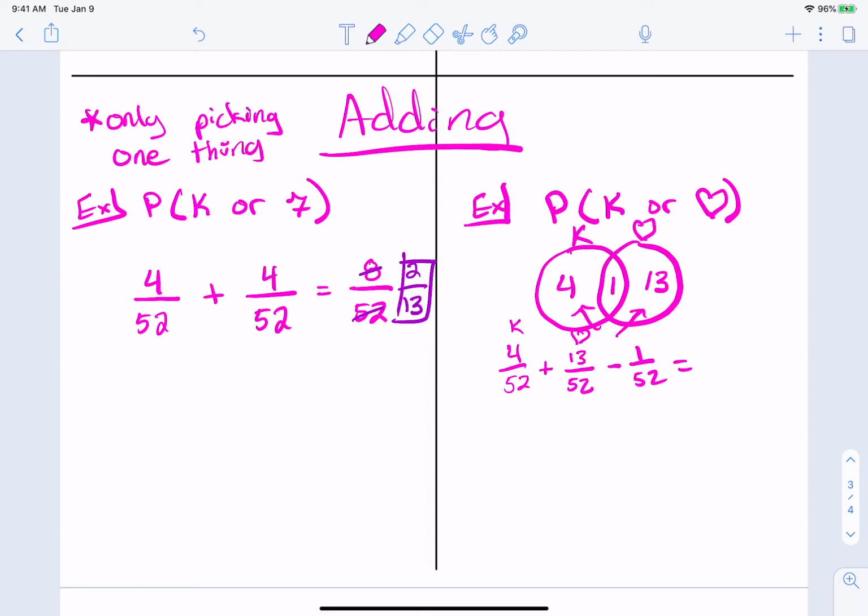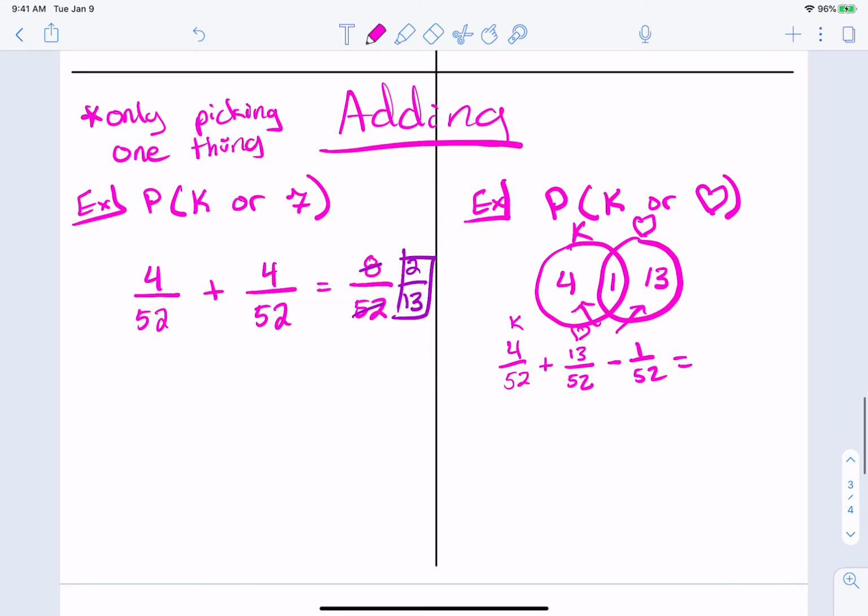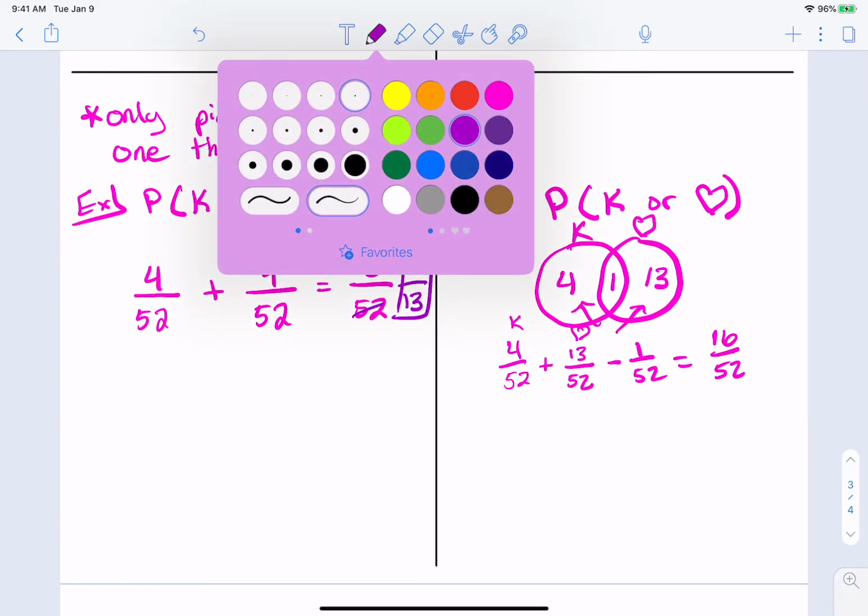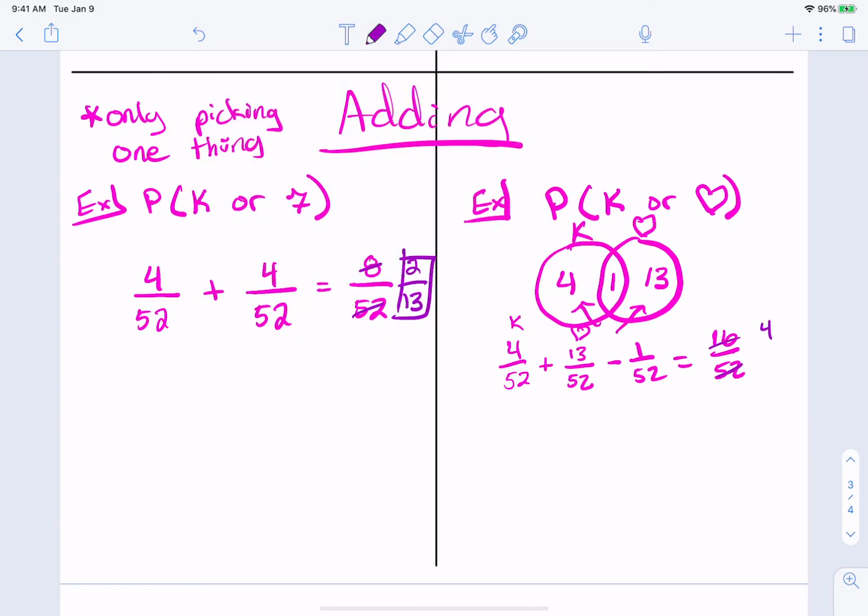Okay, we've kind of done this before, I think. Maybe. Okay. So 4 out of 52 plus 13 out of 52 minus 1. 4 plus 13 minus 1 is 16. Out of 52, I can still reduce and divide by 4. So this guy would be 4 over 13. Okay, so changes just a little bit.